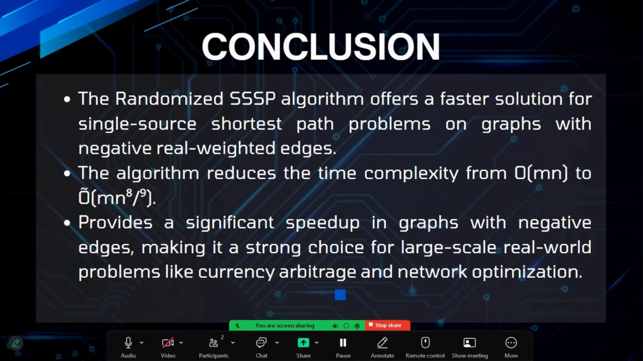So now to conclude, this randomized algorithm offers the fastest solution for single source shortest path problems on graphs with negative weighted edges. The algorithm reduces the time complexity from O of mn to mn^(8/9). And lastly, it provides a significant speed up in graphs with negative edges, making it a strong choice for large scale and real world problems like currency arbitrage and network optimization.